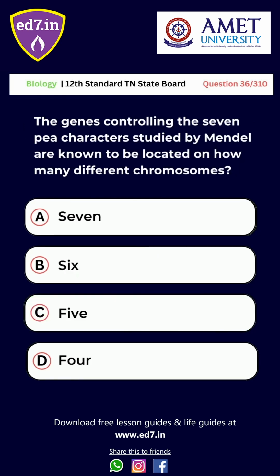Question number 36. The genes controlling the seven characters studied by Mendel are known to be located on how many different chromosomes? Option A 7, B 6, C 5, D 4. And the right answer for this question is option A, 7.